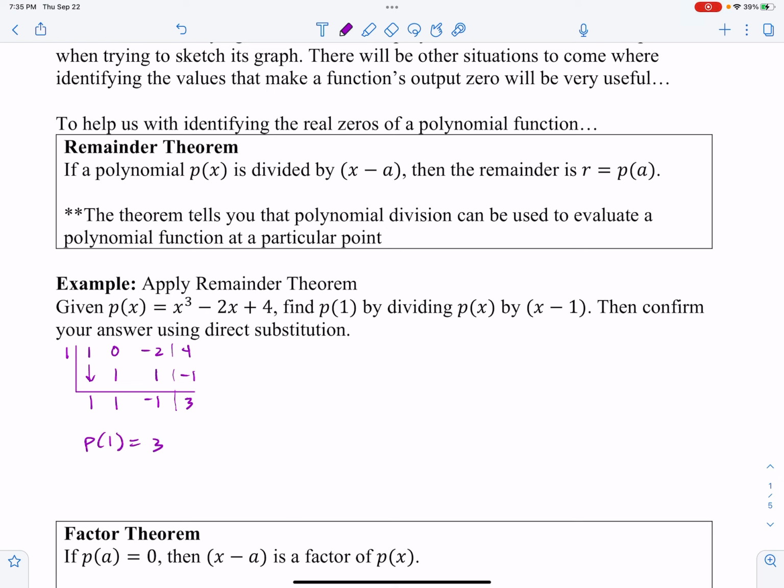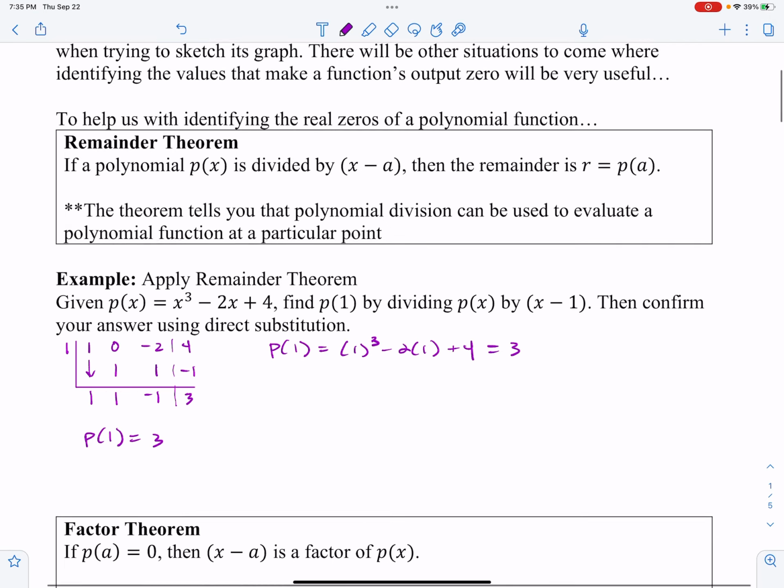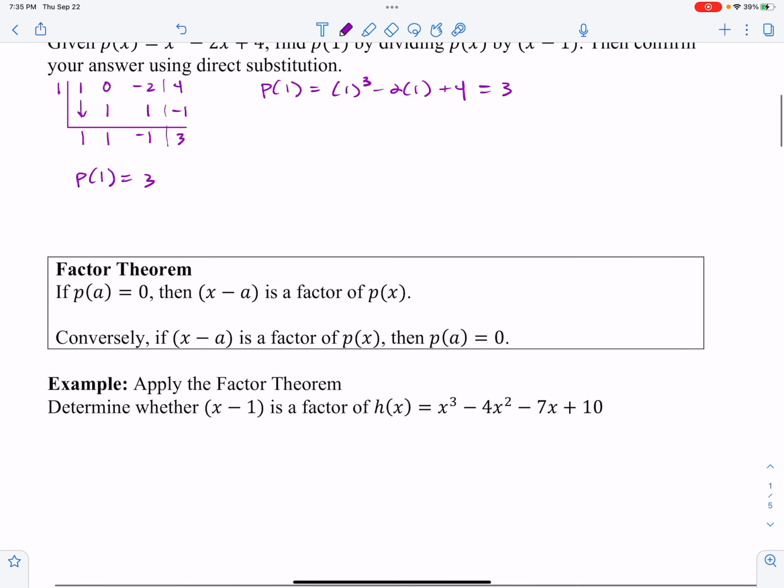And we can check that out. So p of 1, let's see if this is true by direct substitution, right? So p of 1 would be 1 cubed minus 2 times 1 plus 4. So 1 minus 2 would be negative 1, plus 4 would be, what do you know, 3. Okay, so when we divided our polynomial by x minus 1, we ended up with the value of p of 1. So this leads us to the factor theorem.